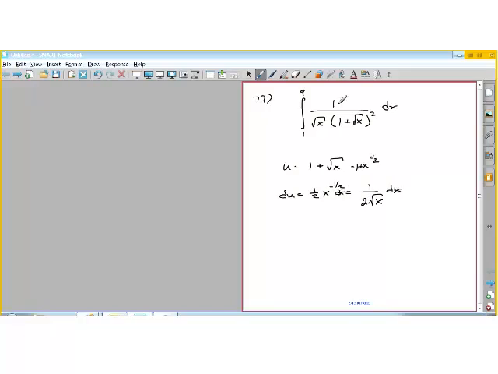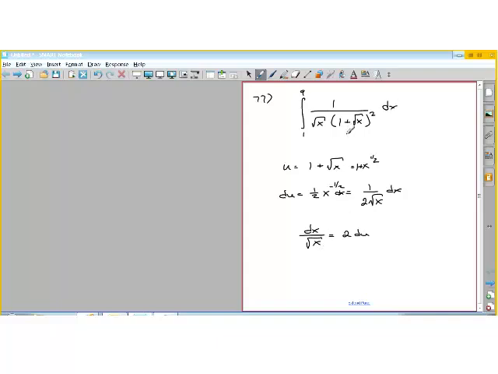So we look at the original equation. You can see we have dx divided by the square root of x. So let's solve for that. Dx divided by the square root of x is equal to 2 times du. How did I get that? Multiply this by 2 to get that, and multiply that by 2.